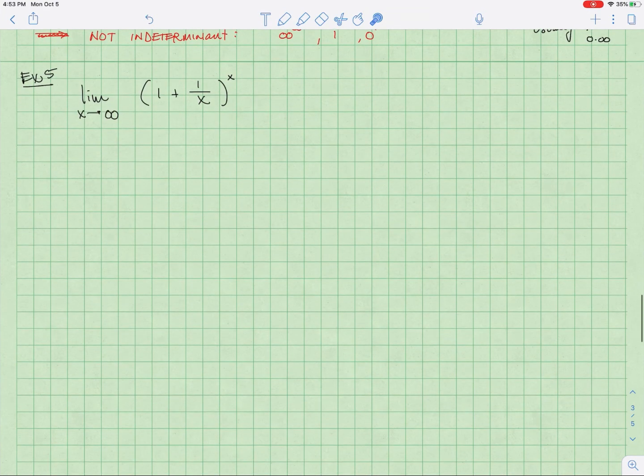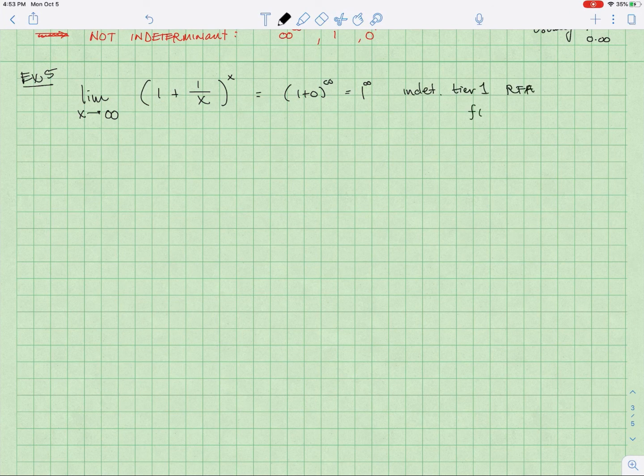Let's take a look at an example. Here, if we let x approach infinity, what we get is 1 plus 0 to the infinity, or 1 to the infinity power. Now, again, this is not 1. In fact, I dare say that this is a number that's a little bit bigger than 1 for the most part. So we need to be careful. This is indeterminate, Tier 1, and requires further analysis.